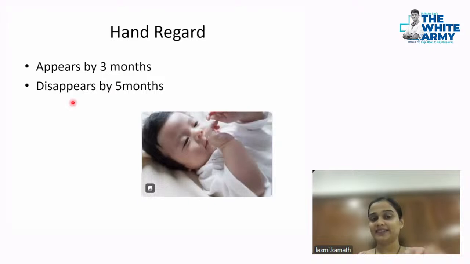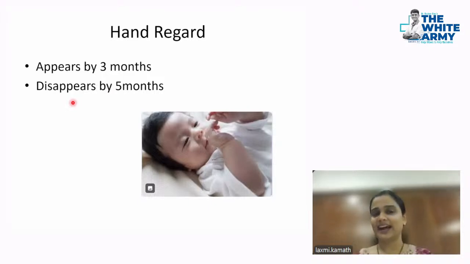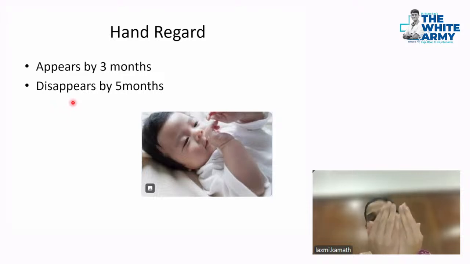Then at 3 months, meanwhile, with the fine motor, there will be hand regard. Basically, hand regard means what? Hand regard means the palmar reflex will disappear and the child will open the fist and start seeing its own fist and start playing with it. So this appears by 3 months and disappears by 5 months. Now there is a catch here. Hand regard doesn't need vision. That means hand regard is a milestone which is seen even in blind babies.